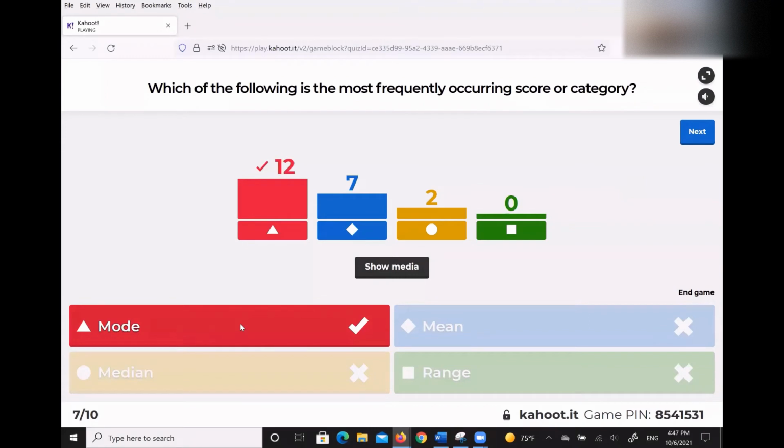Right, the answer is the mode. The mode is the number or the score that appears the most in a data set.